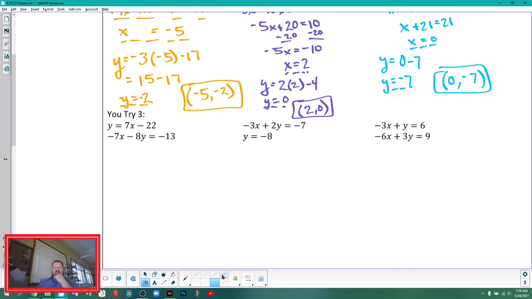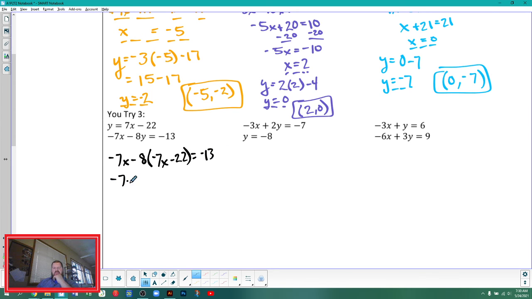Hopefully you had a chance to get that done. Let's go ahead and see how you did. On the first one, we're going to plug negative 7x minus 22 in for y. This one's a little bit ugly. Negative 7x minus 22 equals negative 13. A lot of negatives going on.